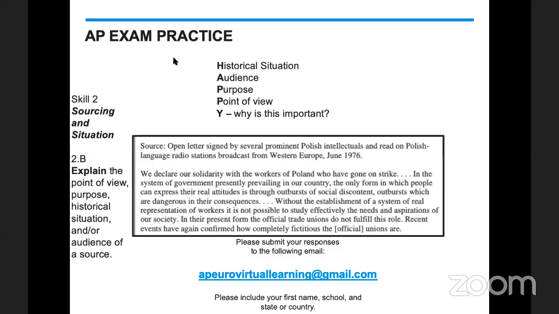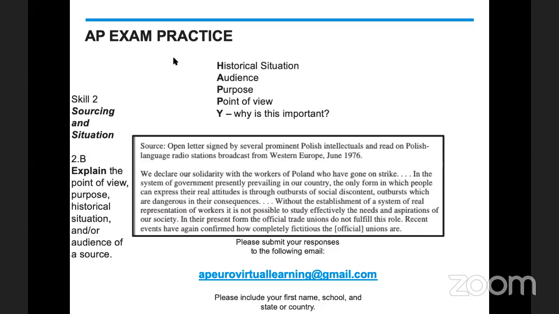We declare our solidarity with the workers of Poland who have gone on strike. In the system of government presently prevailing in our country, the only form in which people can express their real attitudes is through outbursts of social discontent, outbursts which are dangerous in their consequences. Without the establishment of a system of real representation of workers, it is not possible to study effectively the needs and aspirations of our society. In their present form, the official trade unions do not fulfill this role. Recent events have again confirmed how completely fictitious the official unions are.